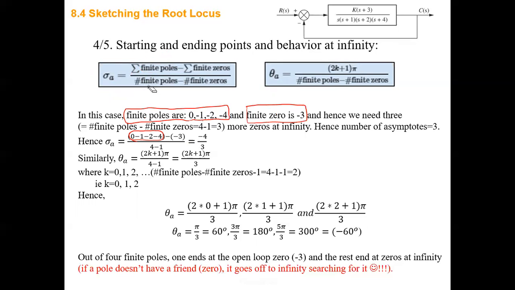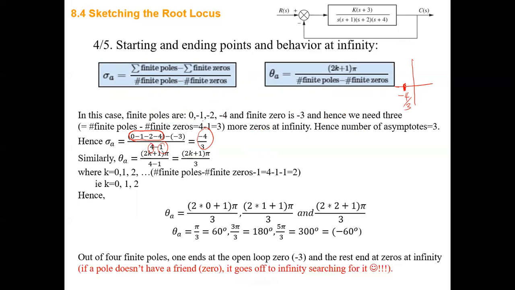Then what is on the bottom? The number of finite poles minus the number of finite zeros. How many poles are there? 1, 2, 3, 4. The number of zeros is just one. Make sense? Then what do you get here? If you add them all together, you get -4/3. So the asymptotes meet at -4/3.